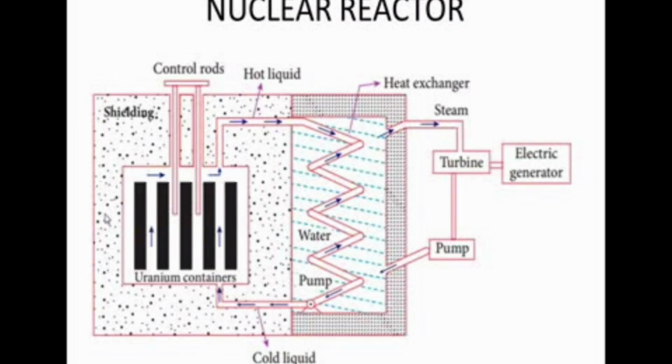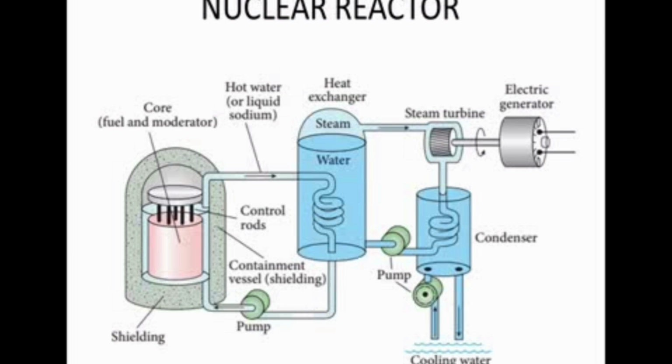The main parts are the uranium containers, that is the nuclear fuel, control rod, heat exchanger, coolant, shielding, and then moderators. These are all the important things in nuclear reactors. Next, a schematic diagram of the nuclear reactor. See that it's a core fuel. Uranium or plutonium is used as the nuclear fuel.